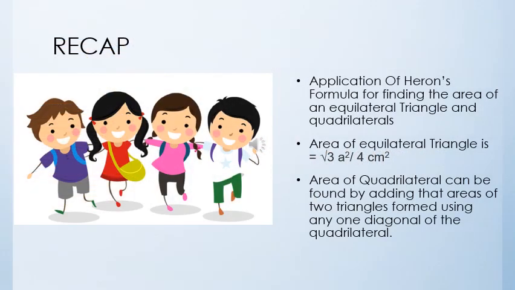Whatever we have done in the earlier classes, first of all we have seen that Heron's formula is used to find the area of a triangle, and we can use Heron's formula to find the area of an equilateral triangle also, and we have further seen how to find the area of a quadrilateral. The area of an equilateral triangle, if you remember, is root 3 by 4 a square, where a is the side of the equilateral triangle. And how do we find the area of a quadrilateral? We divide it into two triangles, find their areas and then add the areas.